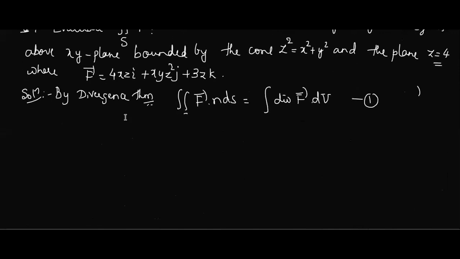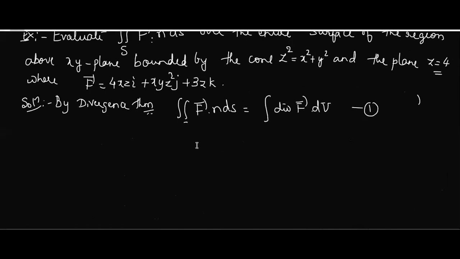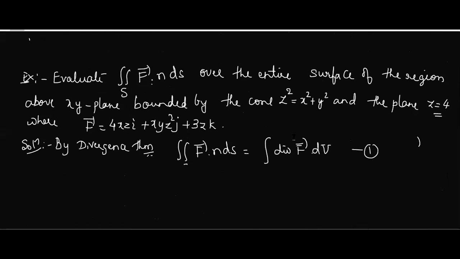Yeah, write this example. Evaluate the double integration of F dot n dS over the entire surface of the region above the xy plane bounded by the cone z squared equals x squared plus y squared and the plane z equals 4, where F bar is equal to 4xz i plus xyz squared j plus 3z k. Again here they have not mentioned which theorem to use.